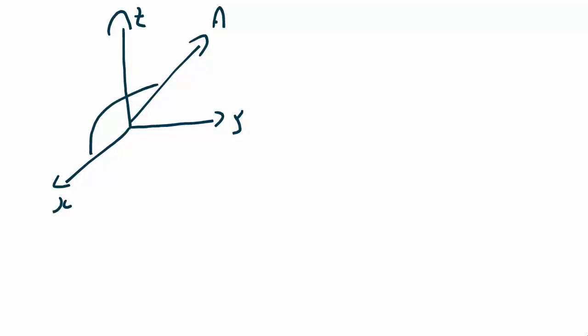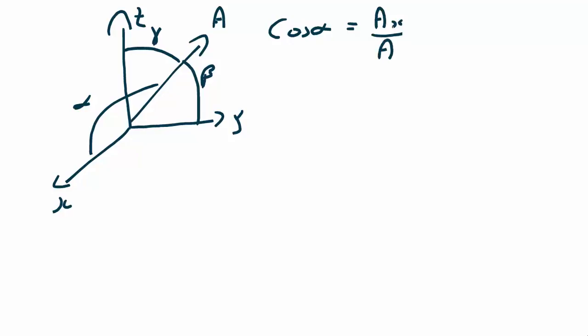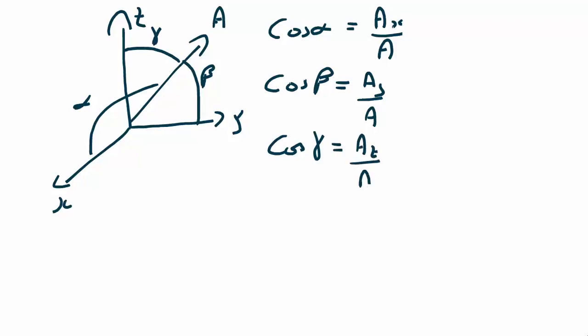So it might be given an angle between vector A and the x-axis, and we call that our alpha angle, between vector A and the y-axis, we call that our beta angle, between vector A and the z-axis, and we call that gamma. And we can say that cos alpha equals Ax over A, how much in the x direction divided by the overall magnitude. And similarly, we can define cos beta as being Ay over A, cos gamma as being Az over A.